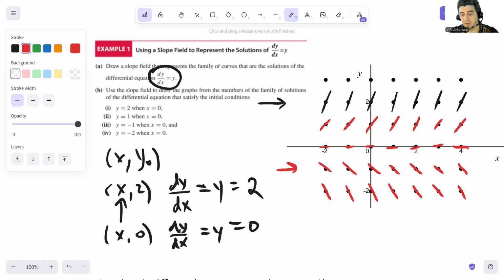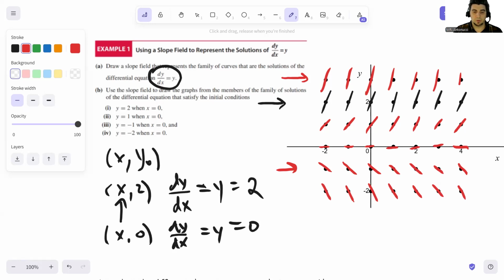And this is going to help us get a picture of what the particular solution or general solution, or family of curves, would be. This one up here at y equals 3 is going to have a slope of 3. So if we keep going on up, we're going to get steeper and steeper and steeper.